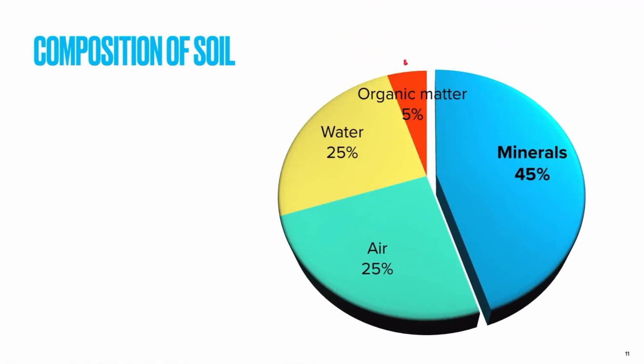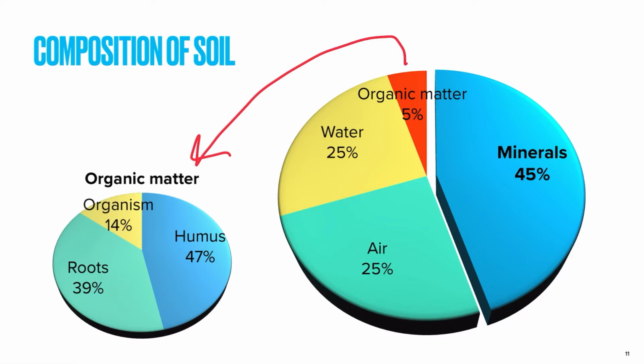This 5% organic matter can be subdivided: 47% is humus, 39% is roots, and 14% is organisms. So this is the composition of soil.